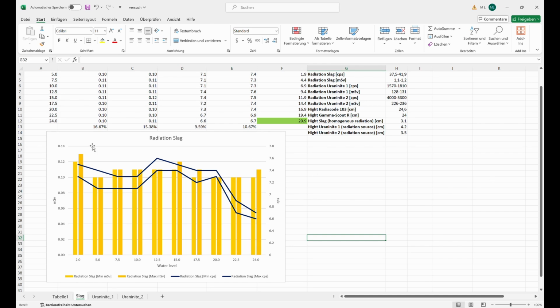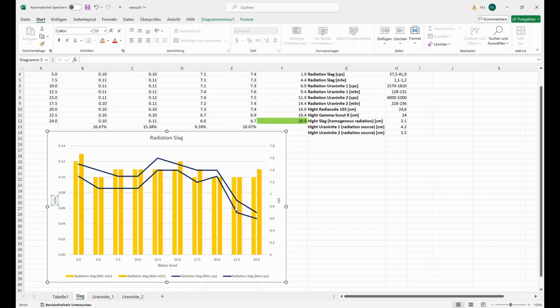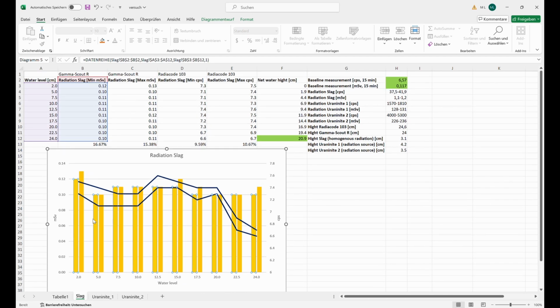But it's easier if we look at the visualized values in this plot. For the slag, on the y-axis we find the microsieverts and the counts per second on the right side, and the water level on the x-axis at the bottom. The yellow bars represent the Gamma Scout min and max values, and the same for the Radiacode as black lines.